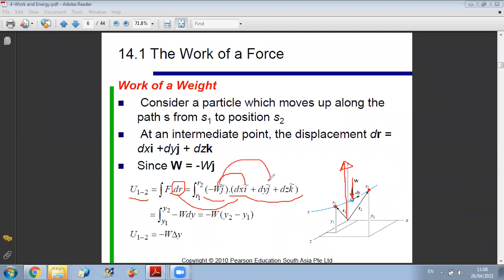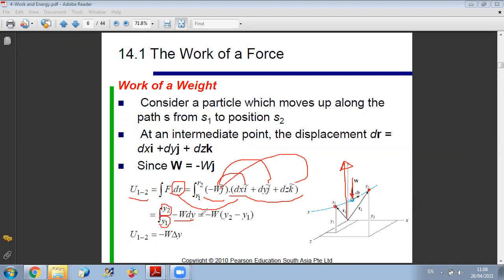j dot j is 1, and we have minus w dy. And finally, j dot k is 0. So your integration will be only along y because the other terms are 0. So you have the integral from y1 to y2 of minus w dy.